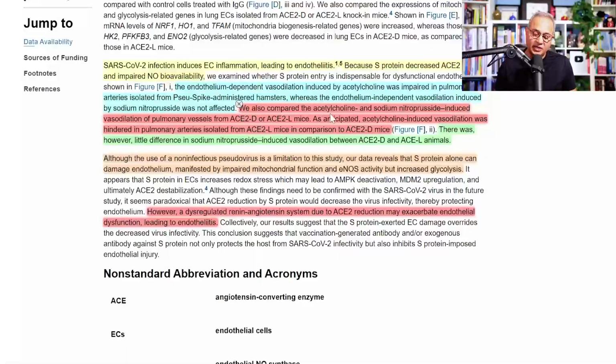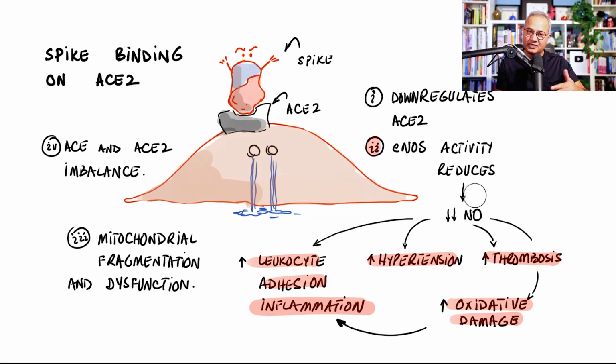So if you read this a little more, we also compared acetylcholine and sodium nitroprusside induced. So they tried to see various kinds of vasodilatation and found out that the vasodilatation that occurs because of endothelial eNOS activity making nitric oxide, that specifically is suppressed by the spike protein. Other mechanisms of vasodilatation are not. So spike protein actually targets the eNOS pathway.